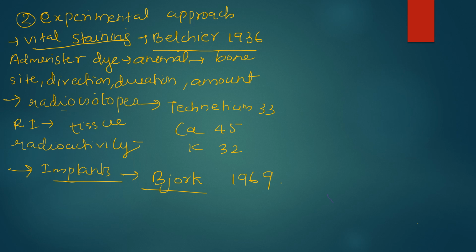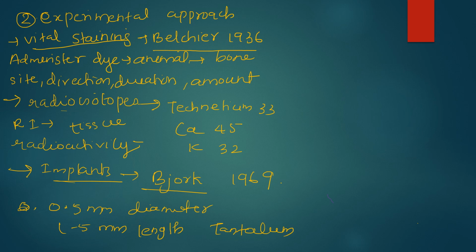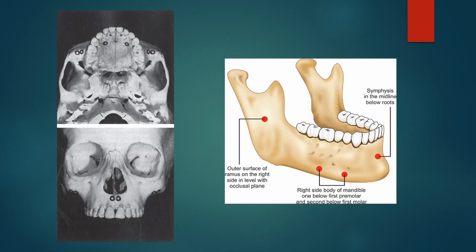The implants used for studying growth are usually very tiny. Their measurements are 0.5 mm diameter and 1.5 mm in length, and they are made up of tantalum metal. These implants are embedded in certain areas of maxilla and mandible in order to study the growth of the skull. So we can look into the sites of mandible and maxilla where the implants are placed.